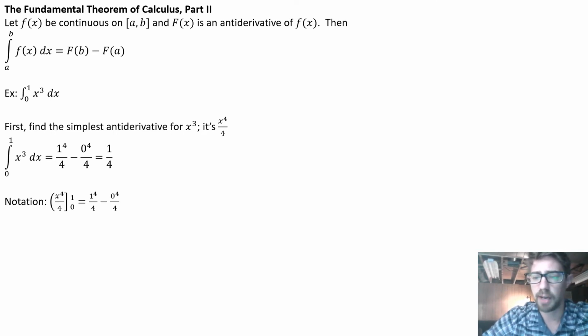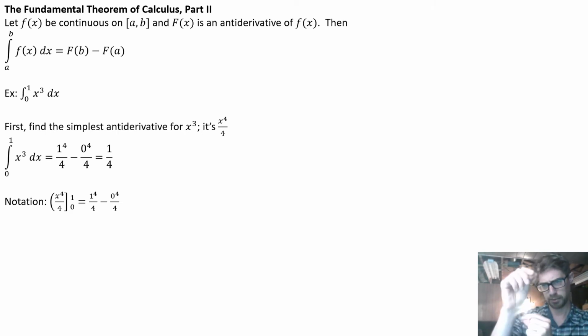We use this kind of funny notation to make it a little quicker sometimes. If you want, I call this x to the 4th over 4 evaluated from 0 to 1. So it's this little house you put it in. Sometimes the brackets are unbalanced like they are here. Sometimes I'll use both brackets. And then you put the 1 and the 0 in like a little superscript and subscript. It's easy to scribble out.